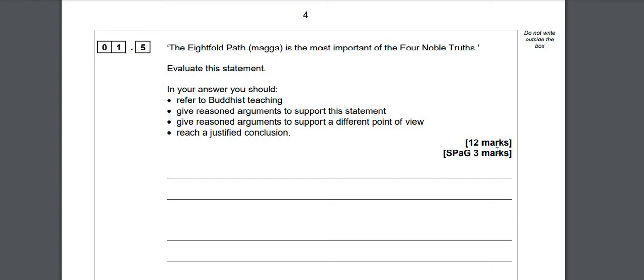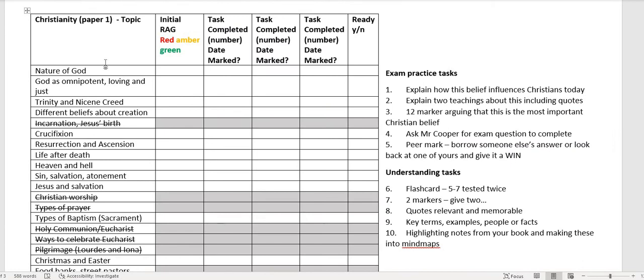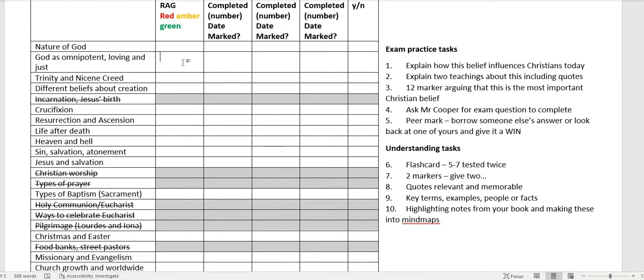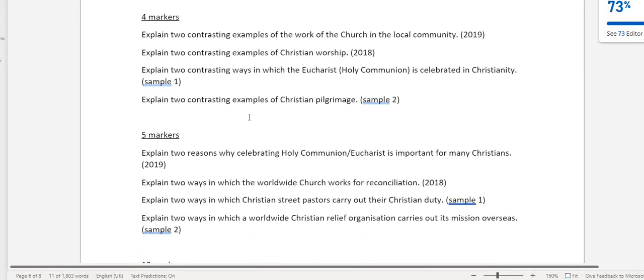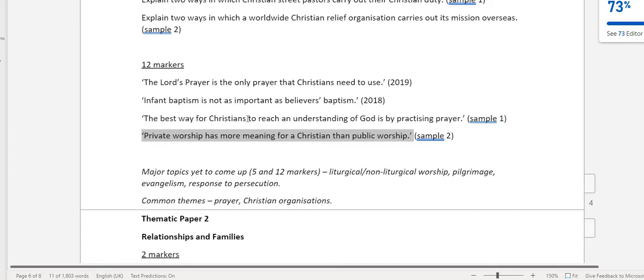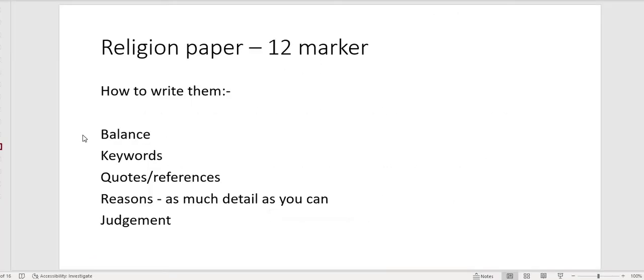In terms of what topics to practice, you should go to your revision grid, pick the topics that are red, and complete a 12 marker. You can request a 12 marker, or you can go to a past paper question in the Teams group. Okay, enough preamble. Let me show you how to answer these questions.